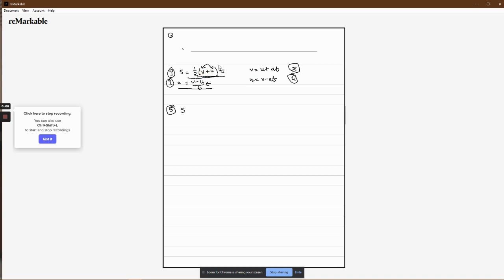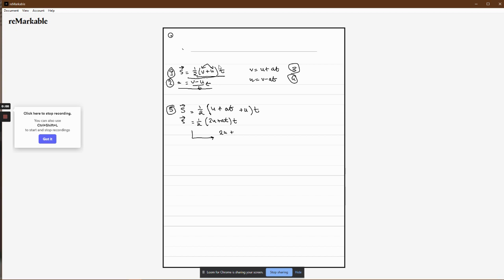So we have S, sorry, I forgot the little arrow. S is equal to half u plus at plus u t, right? And then we get a formal answer as half 2u plus at multiplied by t. And this would give us a final answer as what?